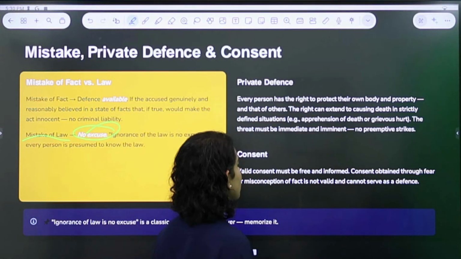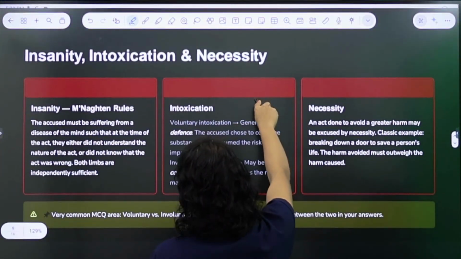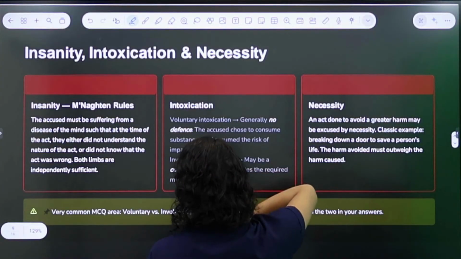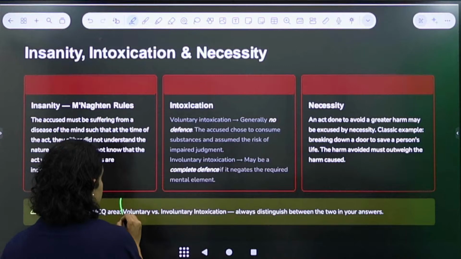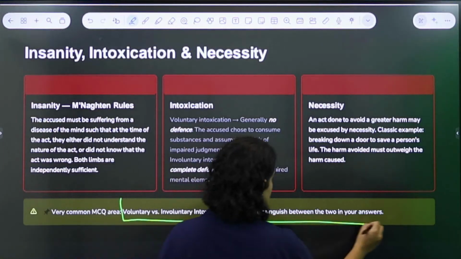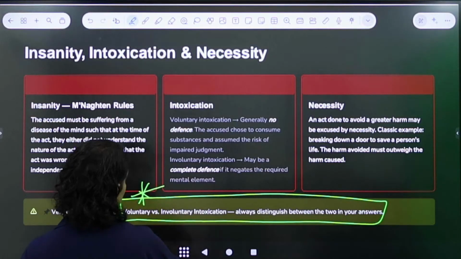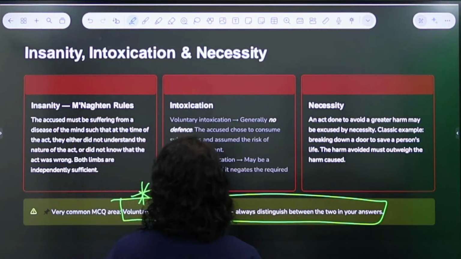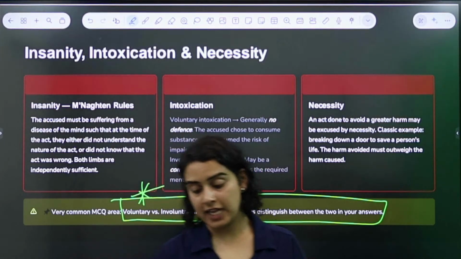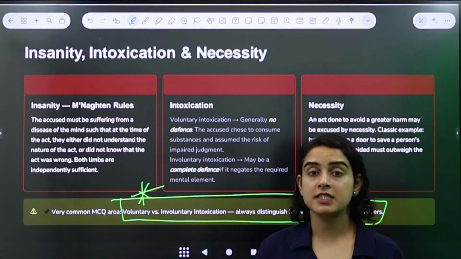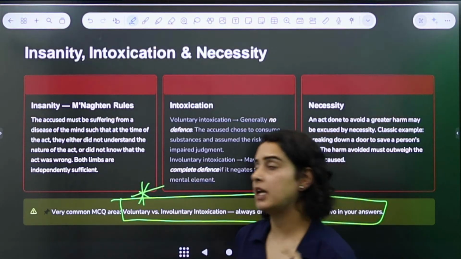Private defense and consent, I have already explained to you. Insanity and intoxication, also, I've already explained to you. And like I've already mentioned here, we often find questions around voluntary and involuntary intoxication. What is going to be the effect? If there is voluntary intoxication, you do not have any defense. However, if it's an involuntary intoxication, only then you can claim the defense.